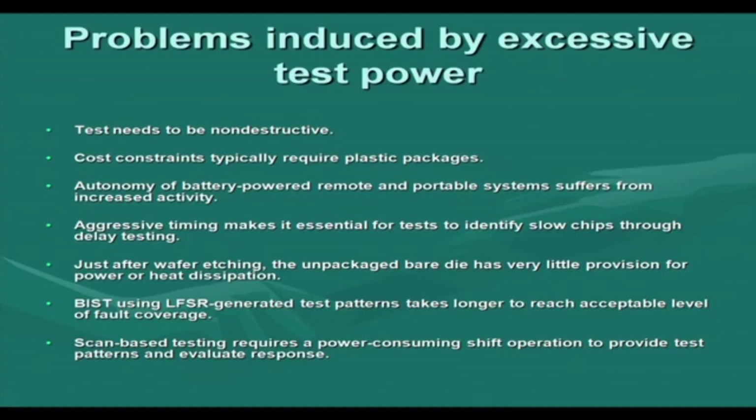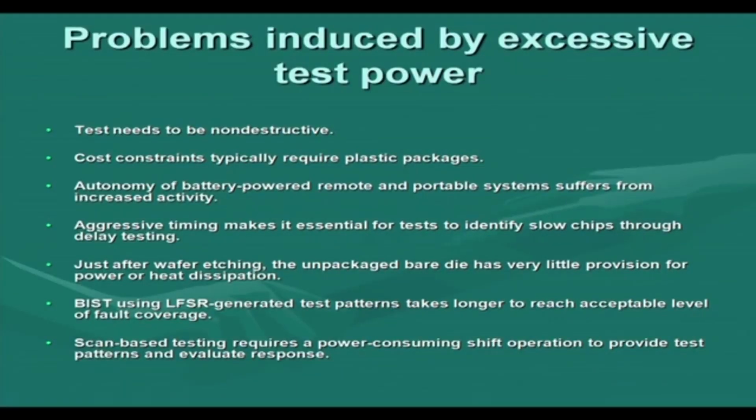Then autonomy of battery operated remote and portable systems suffers from increased activity. This is the other issue that we have discussed, that is battery operated systems and remote systems. They cannot be accessed easily, but those systems may need periodic testing, like these medical appliances fitted within the human body, or say radio collar for wildlife. So, they are remote systems, but they need to be tested periodically. If the power consumption for testing is high, then the battery will not last long. As a result, this will create problems with the system performance.